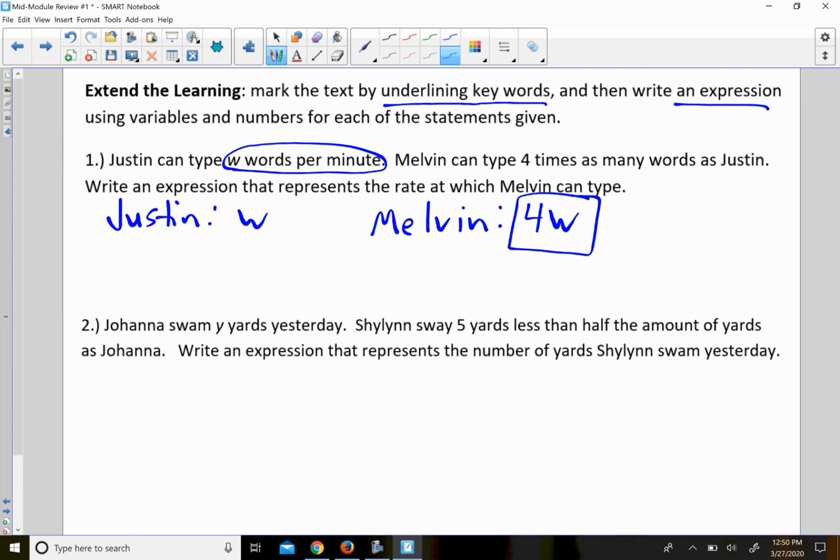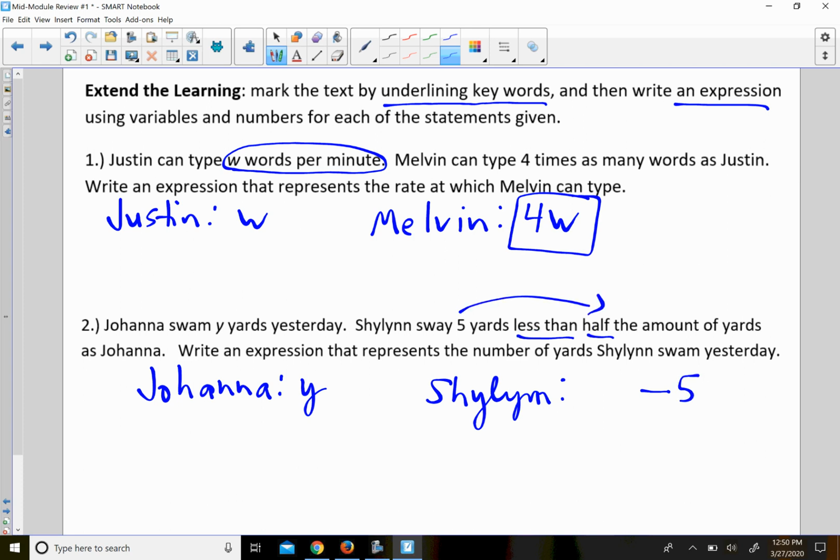So number 2, Joanna swam Y yards yesterday. So I have Joanna. She's represented by Y. Then we have Shylin. Shylin swam, oh, that should say swam, 5 yards less than half the amount of yards as Joanna. Write an expression that represents the number of yards Shylin swam. So less than is subtraction, and let's see, from, subtracted from, less than, and fewer than are the switcheroos. So I'm going to switch 5 to the back, and half the amount of yards as Joanna will switch to the front. So this is Joanna.